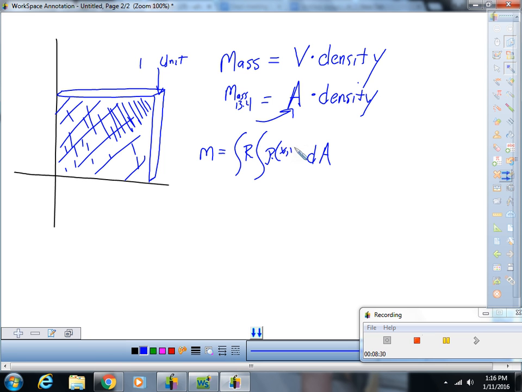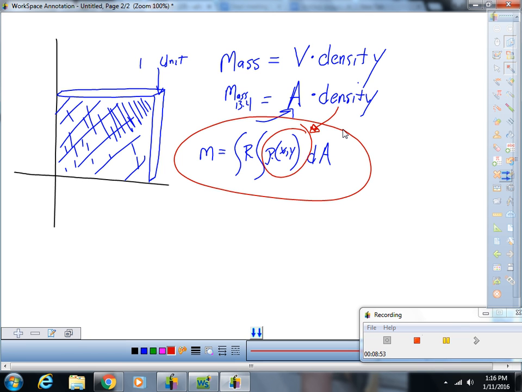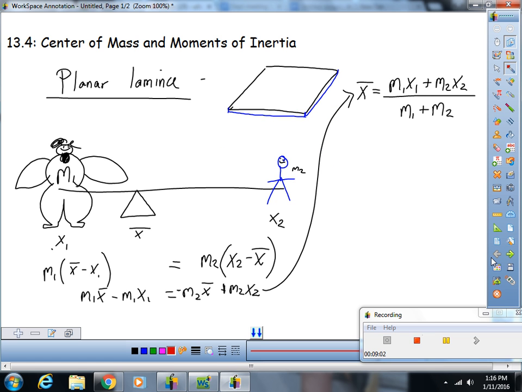All we're talking about here is that we don't have a height over this. We're not calculating volume. This function is a density function, and that controls the variable density throughout this area. So this is our mass equation.